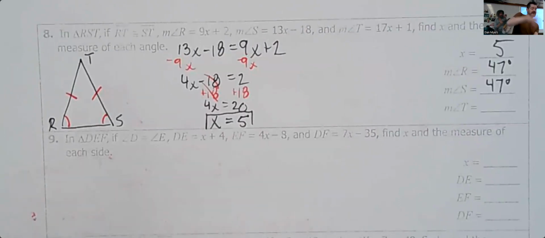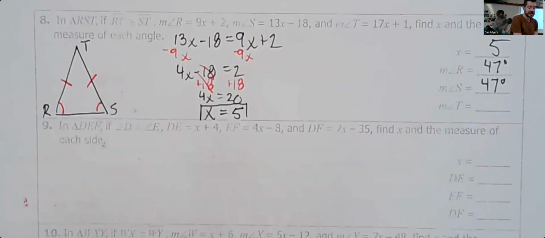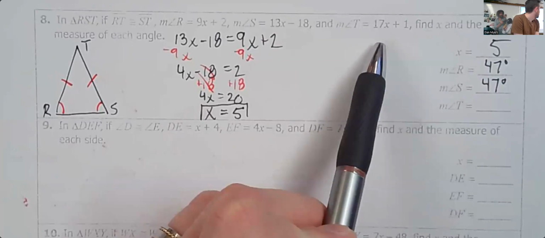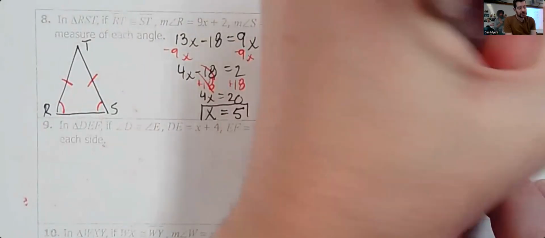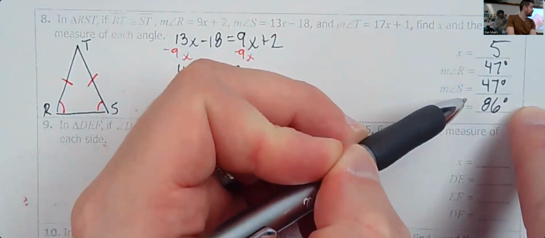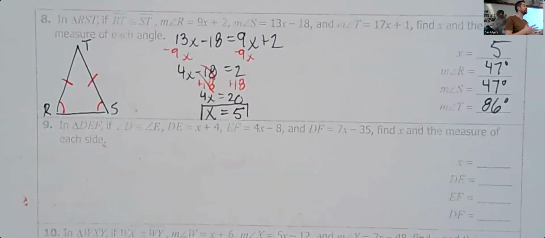Just plug x back in up here. And then 17 times 5 plus 1. 17 times 5 is 85, plus 1 more is 86. All right. Now, if we add all three of those together, what number should we get? 180, because it's a triangle. So if you add those three together, that's another way to check to make sure you did this correctly. So you have multiple ways to very quickly check to make sure you've done these right. All right, let's move on.